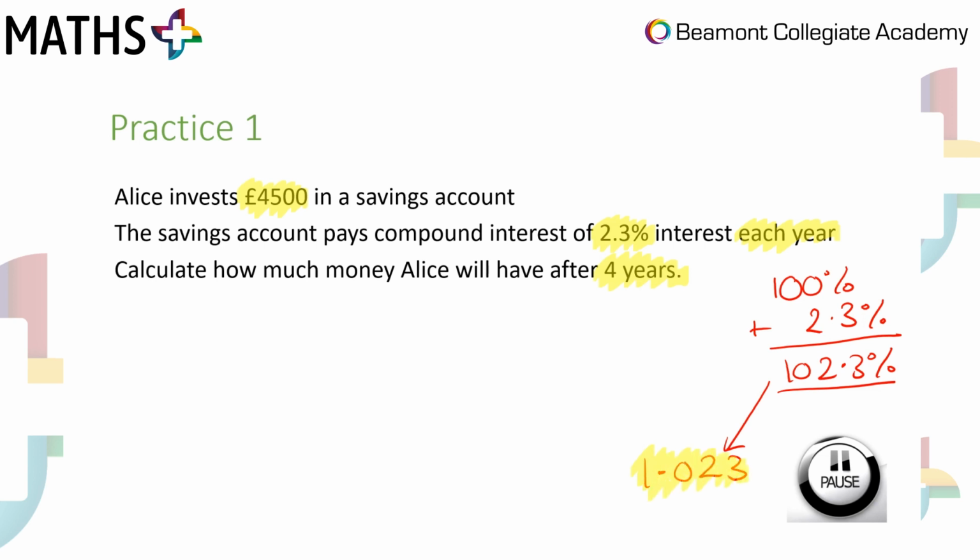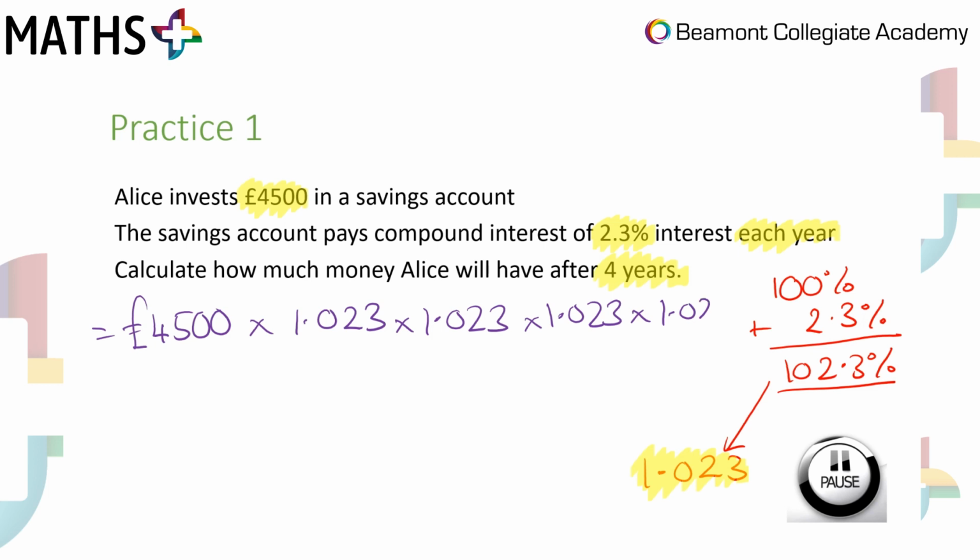So the calculation then, she starts with 4,500. The bank give her an extra 2.3%, an extra 2.3% again, and again, and again. So I've done that 4 times because the question asked 4 years. So this is year 1, year 2, year 3, year 4.